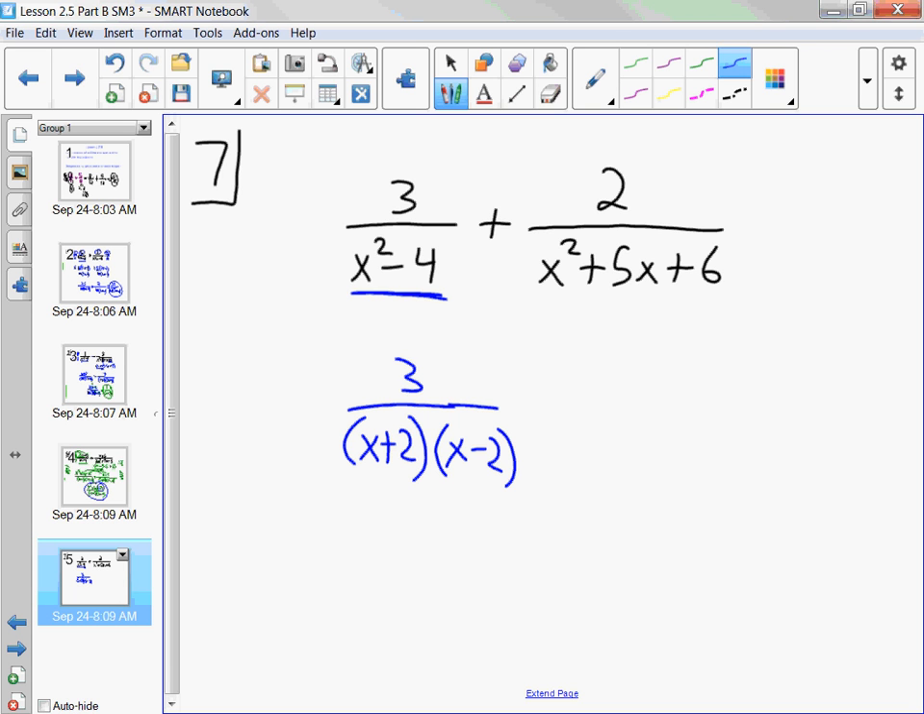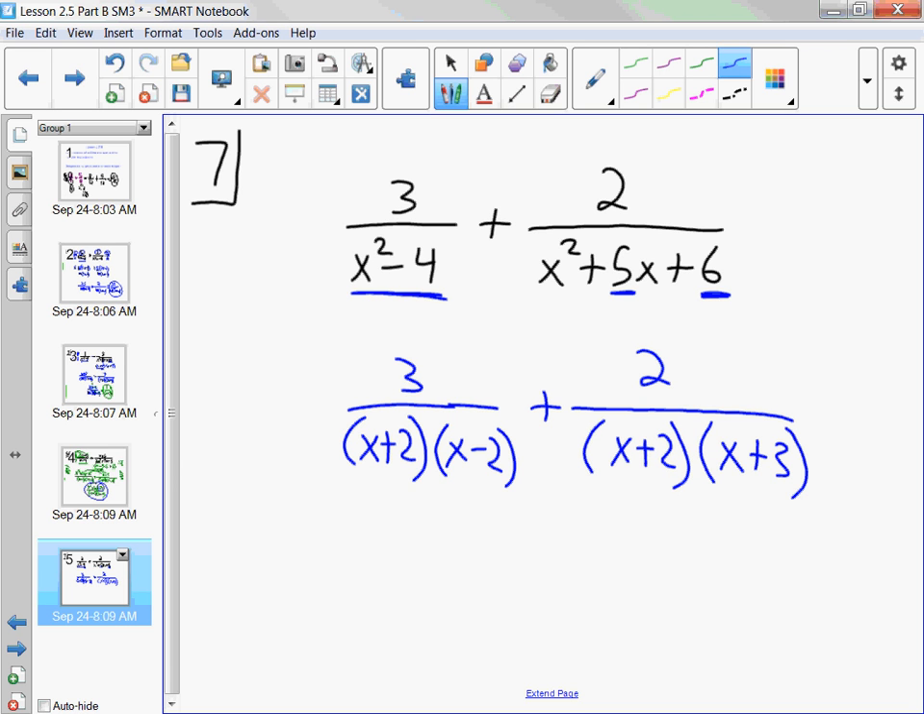Always look for that special type of factoring. And then I've got to factor the x squared plus 5x plus 6. So I'm looking for two numbers I can multiply together to get 6 and add together to get 5. That would be 2 and 3. All right. So we have, see what's common. We have an x plus 2 in each of them. So that's the same. What's not the same is the one on the left has an x minus 2 and the one on the right has an x plus 3.